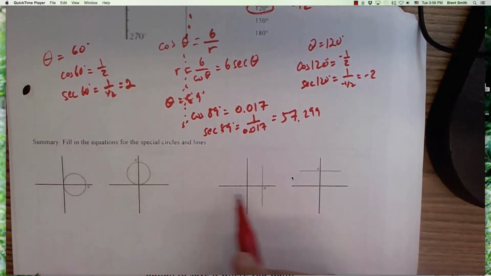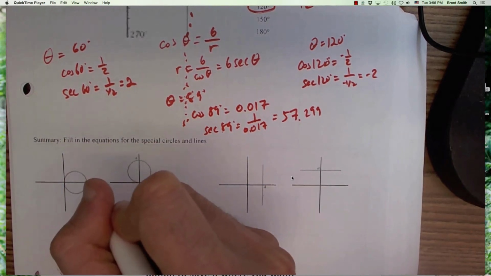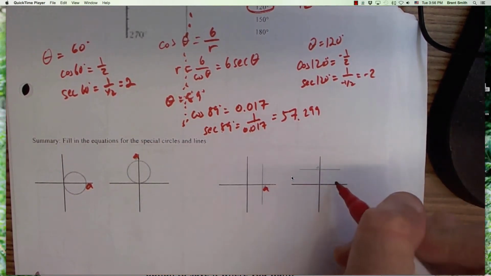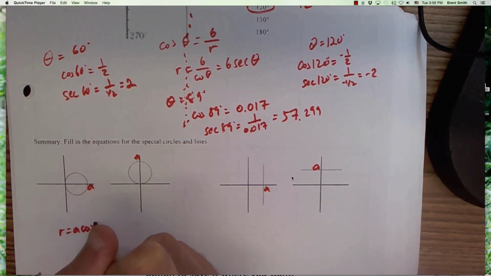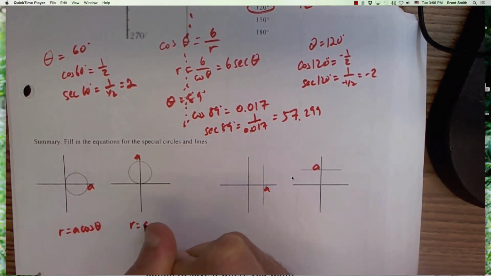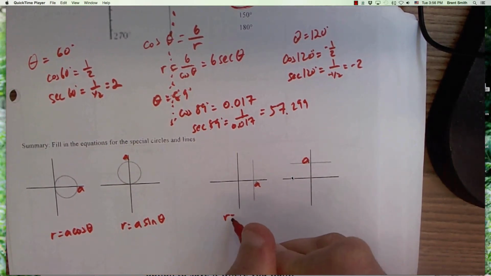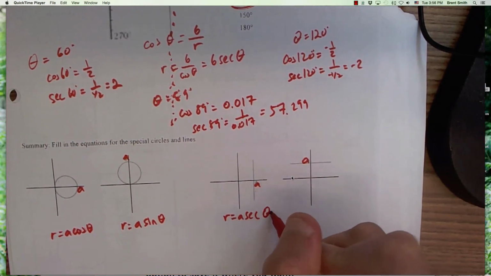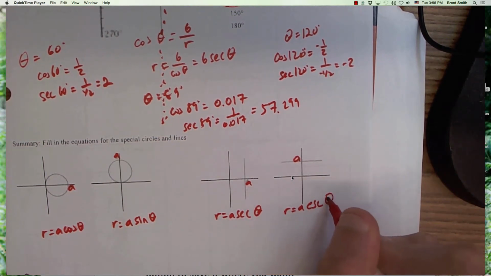So based on that, try and fill in what you think these special circles and lines would be. Pause and come back. This is A, and A. Your answers are r equals a cosine theta, r equals a sine theta, that's from before. We just talked about how this is r equals a secant theta. This is going to be r equals a cosecant theta.